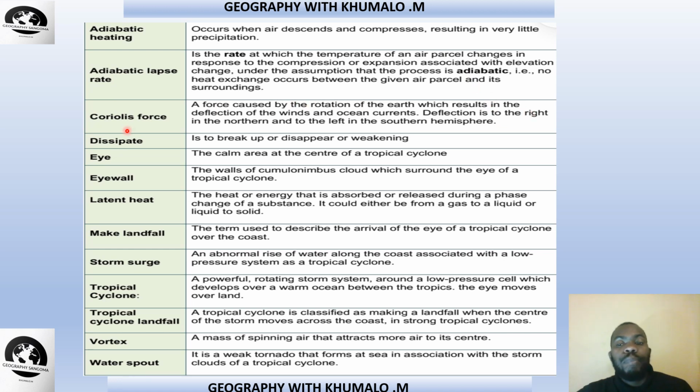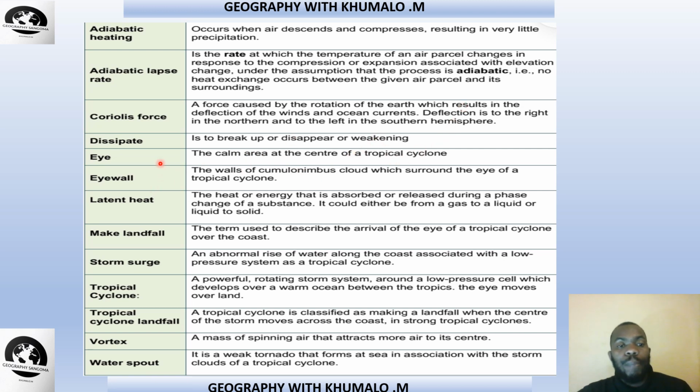We look at the concept of Coriolis force. A Coriolis force is a force caused by the rotation of the earth which results in the deflection of wind and ocean currents. The deflection is to the right in the northern hemisphere and to the left in the southern hemisphere. We are also going to look at the concept of dissipate. What is to dissipate? It is to break up or disappear or weaken. So when it dissipates, it breaks up, it disappears, or it weakens.